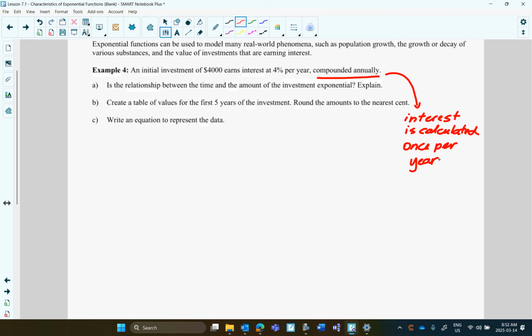It's going to look like this. So we're going to do some columns. End of year. The initial amount you invest is called the principal. So the principal in this is $4,000, always. And then we're going to calculate how much you have in principal and interest.